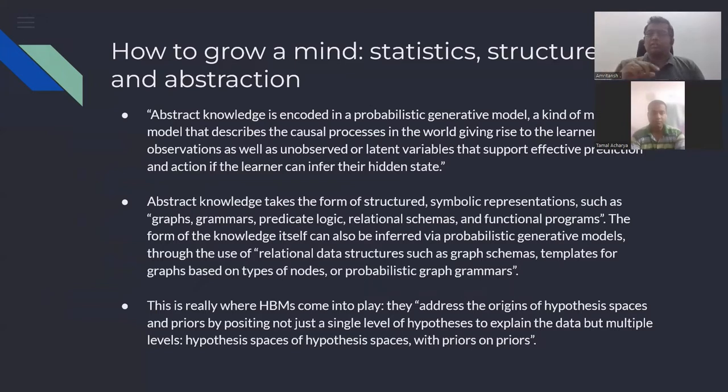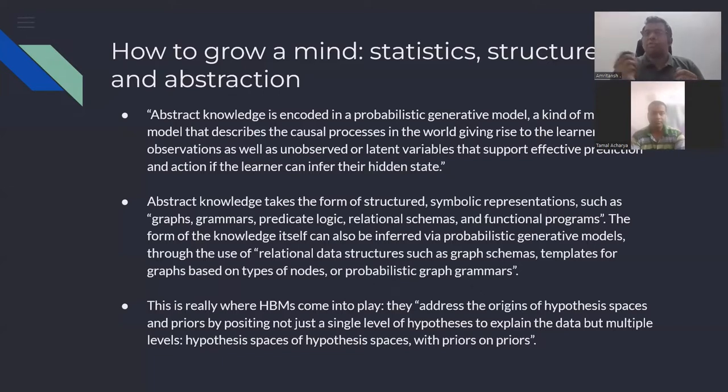Now, abstract knowledge takes the form of structured and symbolic representations such as graphs, grammars, predicate logic, relational schemas, and functional programs. Now, these kinds of forms of knowledge itself can be inferred by a probabilistic generative model. So this paper says that all of these are structured and symbolic representations. And I think in the next video, we will talk about neurosymbolic. So this will actually come in very handy. Okay, and through the use of relational data structures such as graph schemas, templates for graphs based on types of nodes, probabilistic graph grammars. And this is where hierarchical Bayesian models come into play.